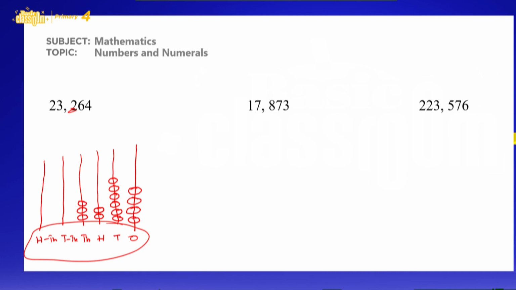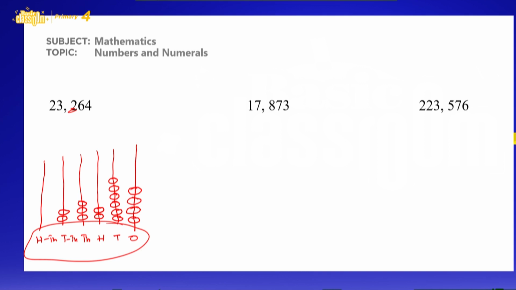Good. Then the last one, because our number being given to us ends as tens of thousands, is going to be our last number. So we are going to have 2 counters being put on that particular spike, which represents tens of thousands. Each counter that we put over there is 10,000. So we have 10,000 and then 20,000. Good. So we have 23,264.